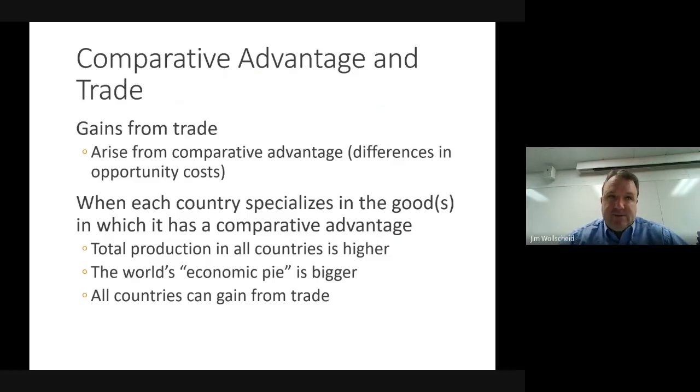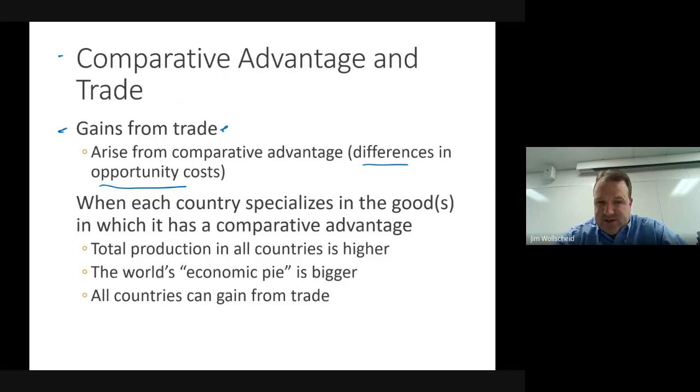So kind of the takeaways from this is comparative advantage in trade. The gains from trade, where do they come from? They come from differences in opportunity cost. So we gain from trade by, this kind of doesn't sound right, but from exploiting our differences. Because we're all different in this world, and that's okay. But because we're all different, we all have different opportunity costs. And because of that, we're able to trade with one another.